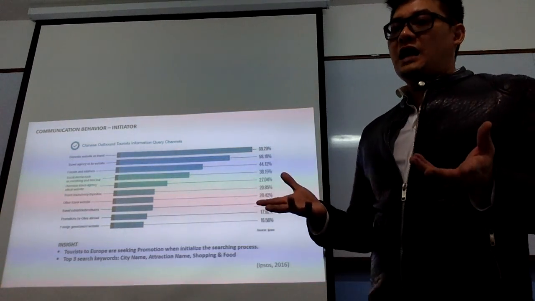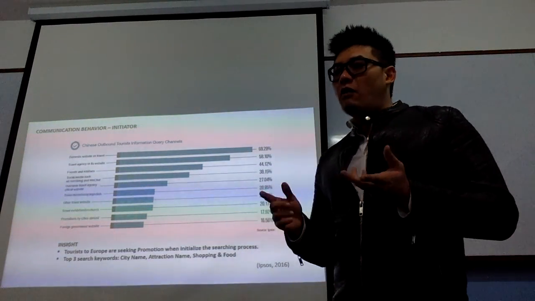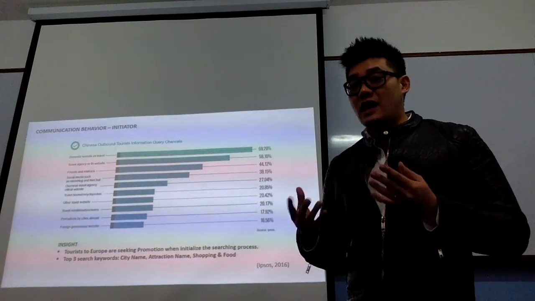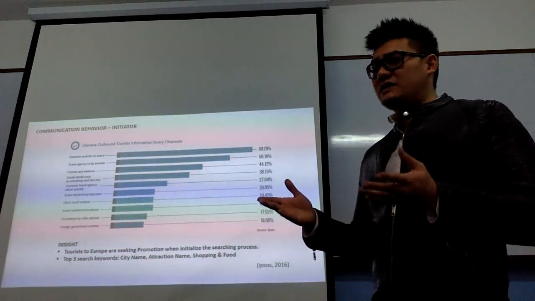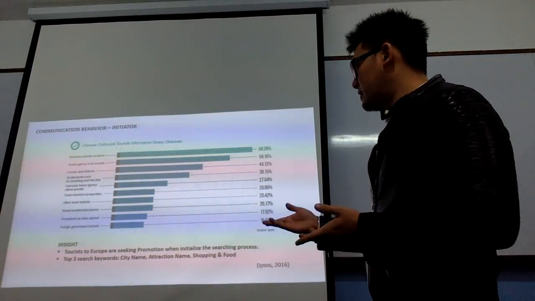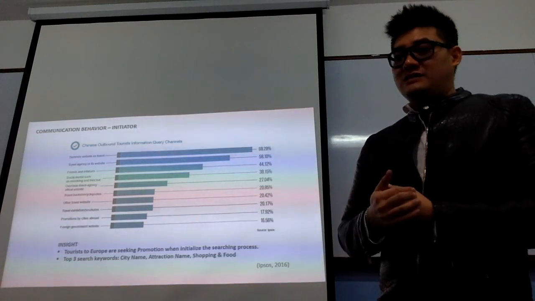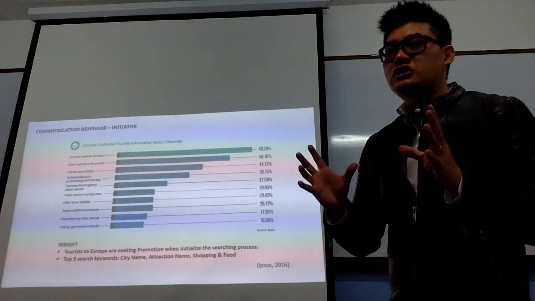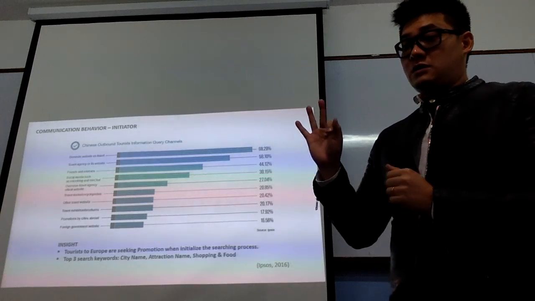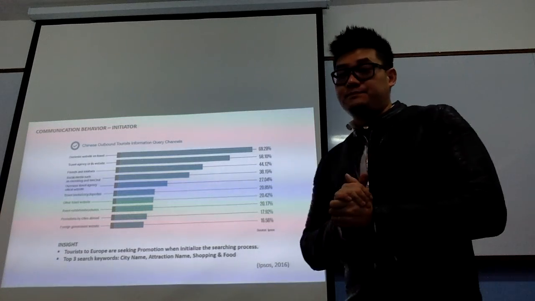The above objectives are hardly able to achieve their optimal result without an effective communication plan. Therefore, in-depth research has been conducted to understand the communication behavior of Chinese. We noted that Chinese are seeking value for money when arranging a trip to the UK. We have an insight that they are always seeking promotion when they initiate the searching process. And most importantly, the major searching process relies heavily on search engines with three keywords: a city name, attraction name, and shopping and food.